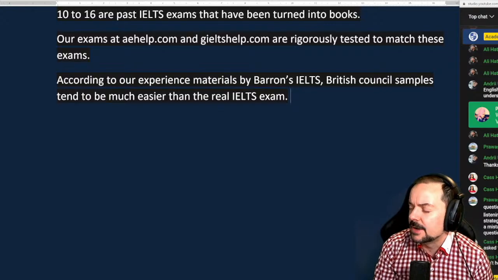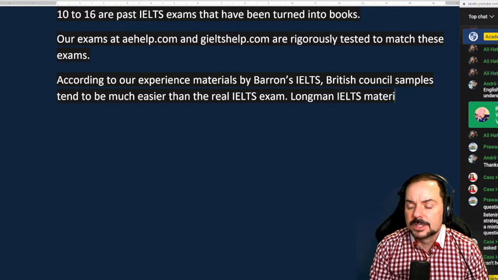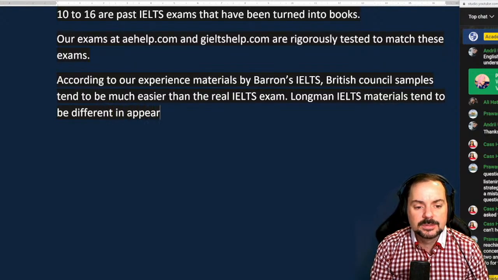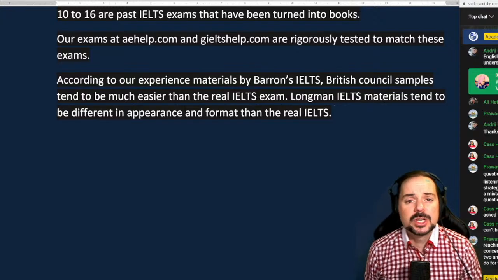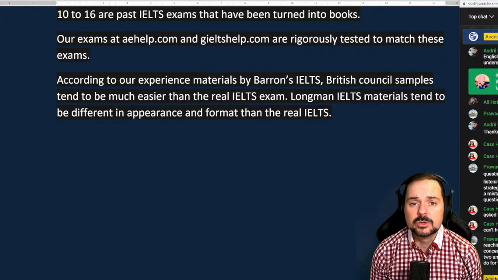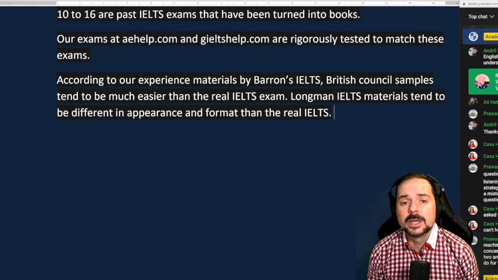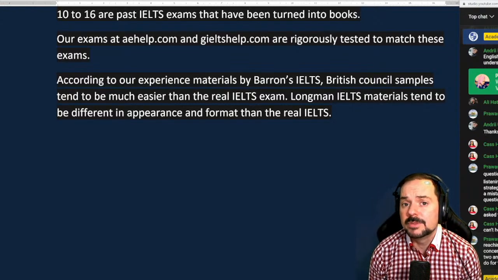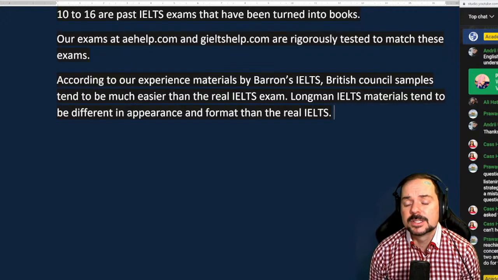Another big producer of IELTS materials is Longman. Longman IELTS materials tend to be different in appearance and format than the real IELTS. So the question here is, are they useful materials? I think they still have utility. They can help you learn English and get some ideas and vocabulary for the IELTS. But if you're using some of these materials, you might be in for a surprise when it comes to the real IELTS exam.